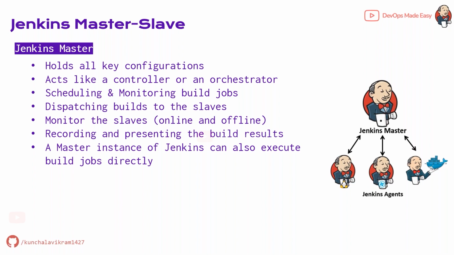The master holds all the key configurations of your Jenkins and acts like a controller or an orchestrator. It will schedule and monitor all the build jobs. It can also delegate some jobs to the agents. It will also see whether your slaves or agents are online or offline. It continuously sends pings to see if Jenkins slaves are online or, due to some issues, offline. It will also record the build results. That means if the build is happening on a slave, your Jenkins master will know.